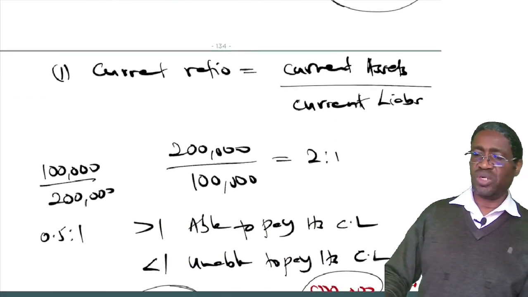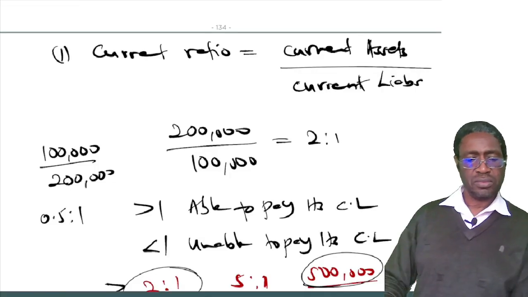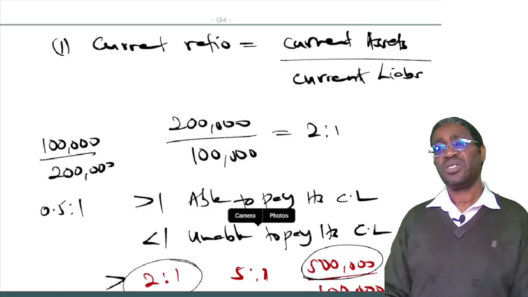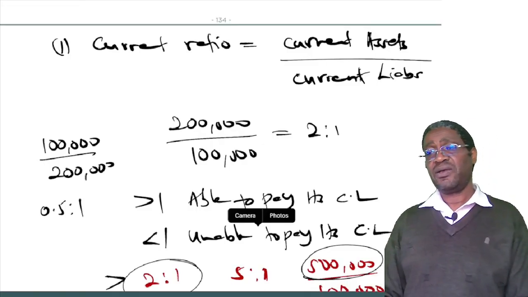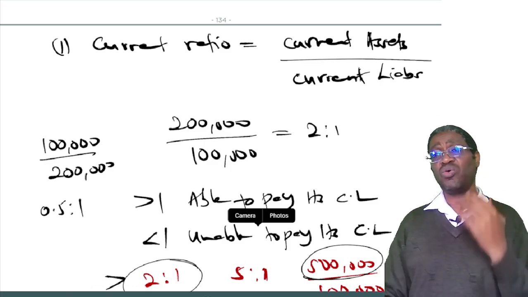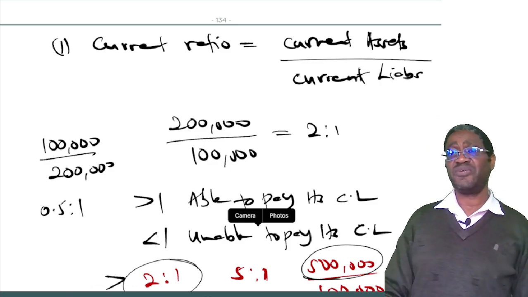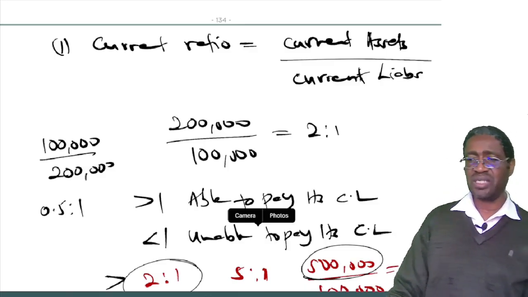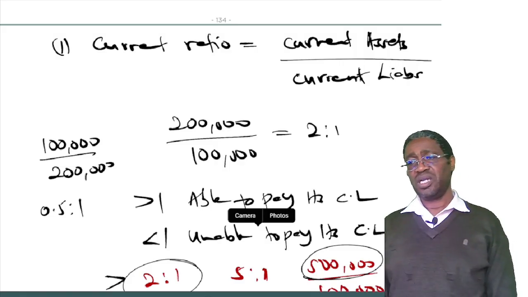Then we can now quote number one, current ratio. Then you quote the formula: current ratio equals current assets divided by current liabilities.